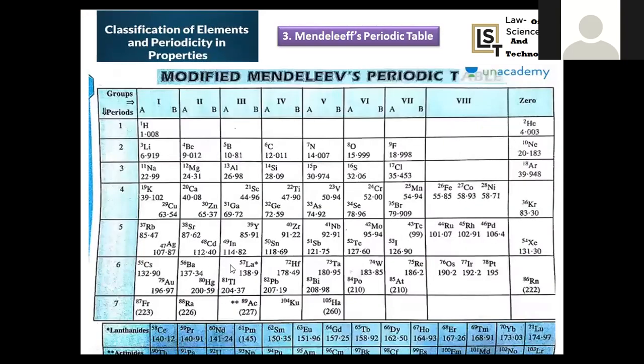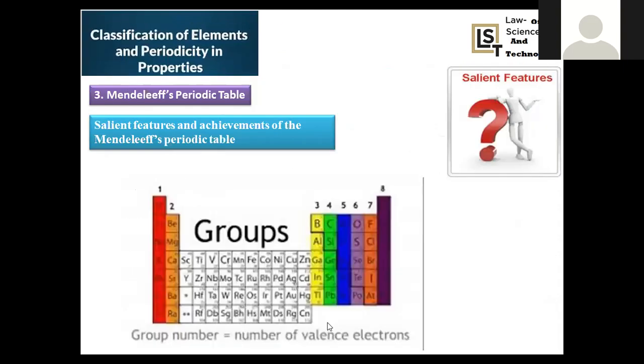When you go to the Mendeleeff periodic table, when we move from left to right, all these horizontal rows are said to be periods. The 1 to 8 vertical columns are called groups. From left to right, these are said to be periods. How many are there? 1 to 7 periods are indicated here.